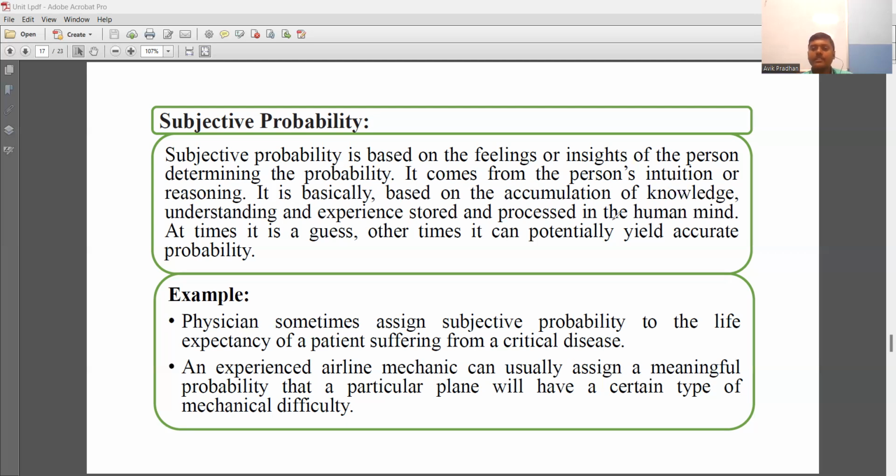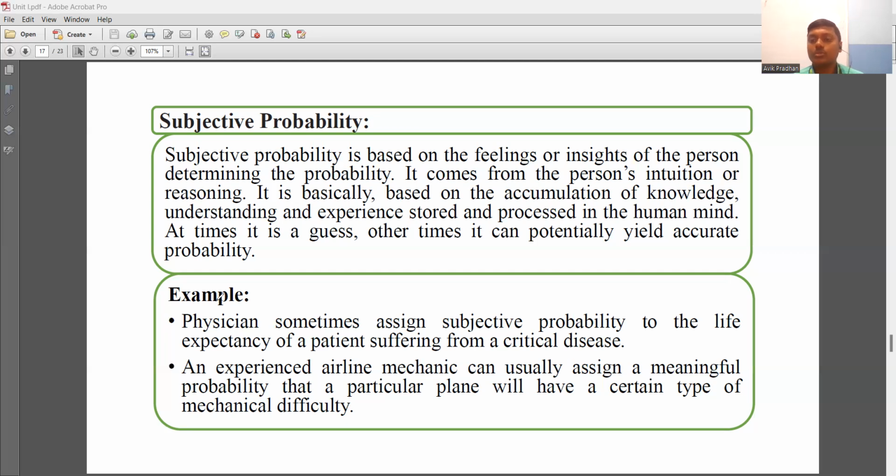Sometimes it becomes a guess, or sometimes it can potentially yield an accurate probability also. For example, we can think of an experiment where a physician assigns a probability to the life expectancy of a patient suffering from a critical disease. If a person suffering from a very critical disease goes to a doctor, then the doctor assigns the probability of life expectancy of that patient.